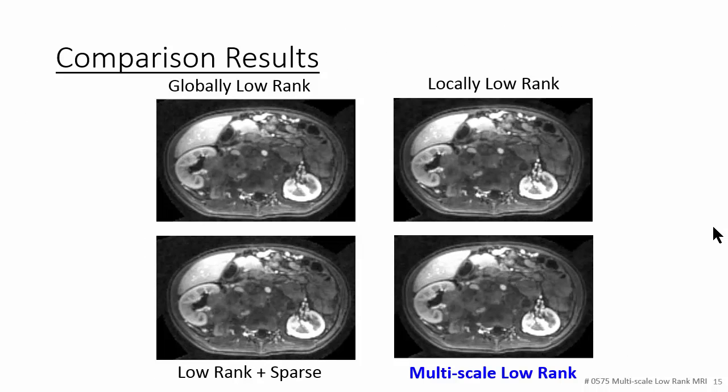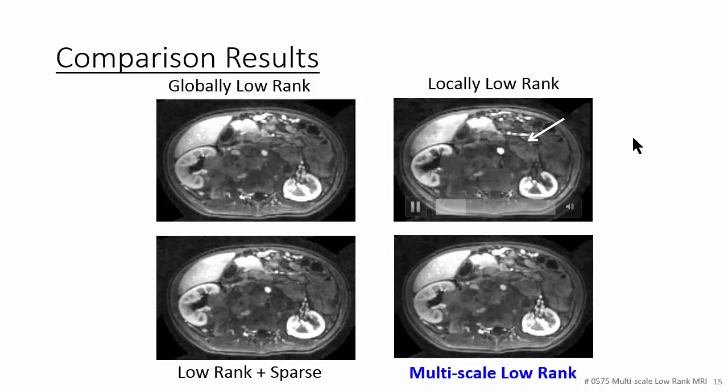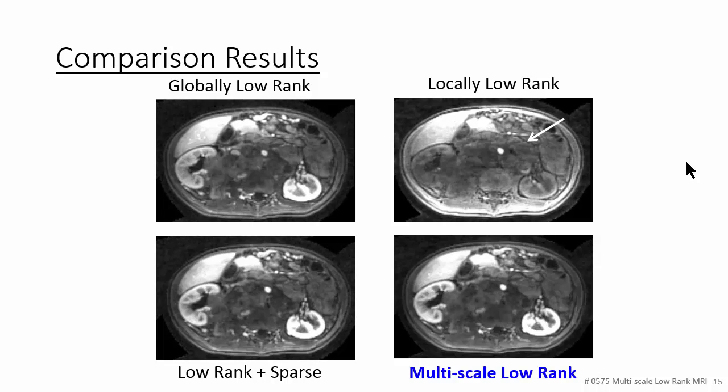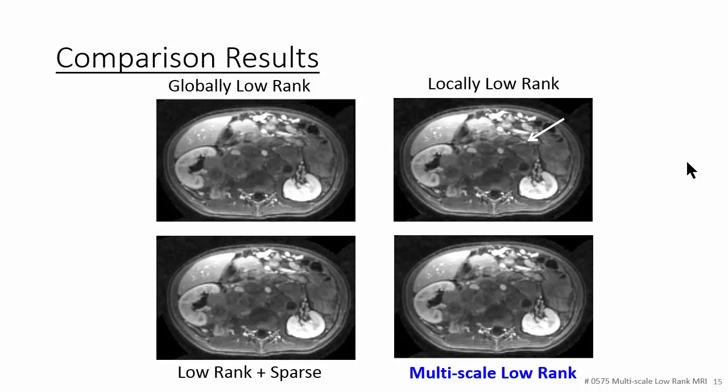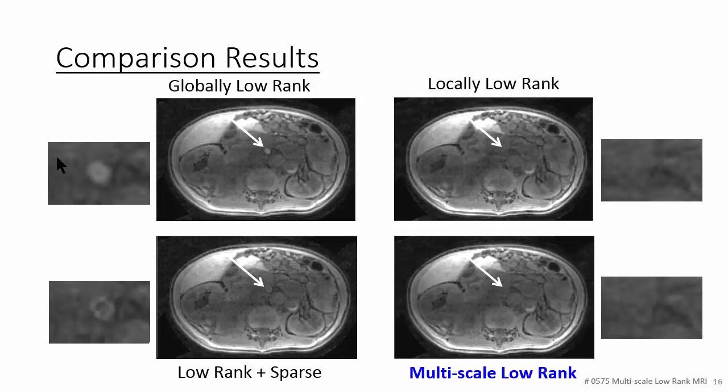Here's another result showing an axial slice. First thing to note is that the locally low rank method is slightly more noisy. And that's because it's not using all the correlation that's available to exploit. And again, if you look at the vessel in the middle, you'd see that for globally low rank and low rank plus sparse, there is spatial-temporal aliasing. And that's because they cannot capture this scale of correlation. Only with multiscale low rank do you capture the correct contrast and also suppress most of the artifacts.